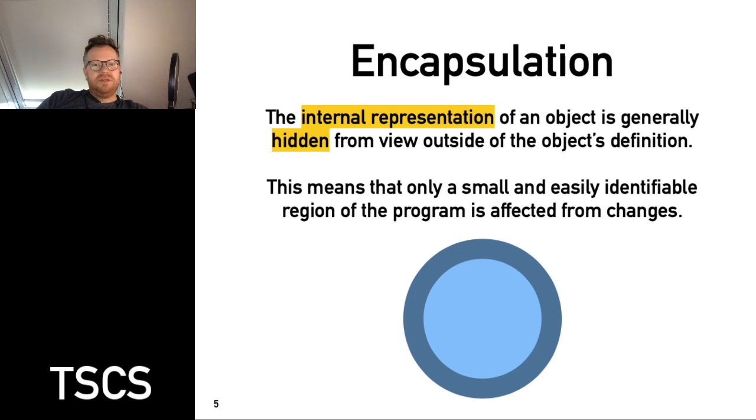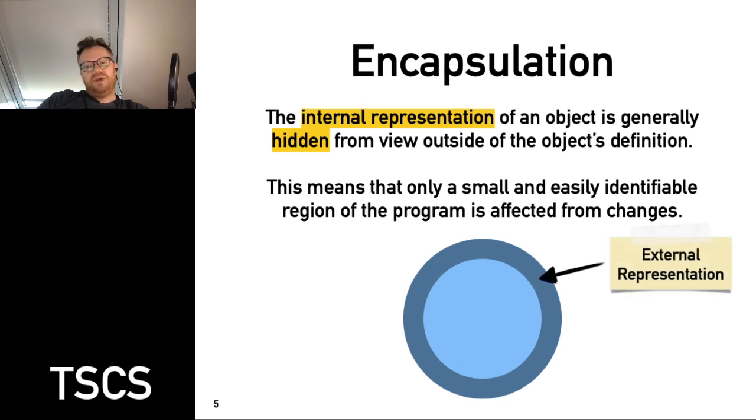What this also means is that only a small and easily identifiable region of the program is affected by changes of this internal state, because no external dependencies are there to be considered. So this dark blue ring here is the external representation, and the blue circle in the middle you can imagine as the internal representation of an object. It should be fairly larger, but that might differ in your specific implementations.